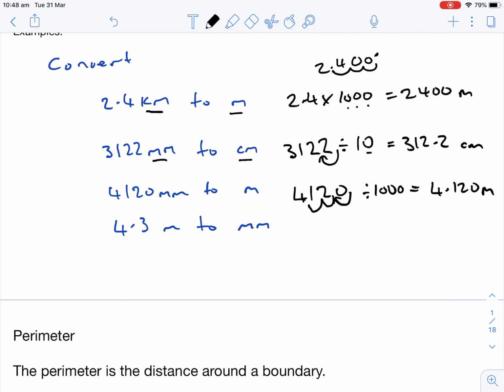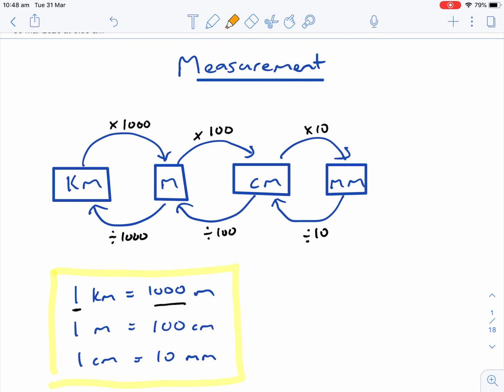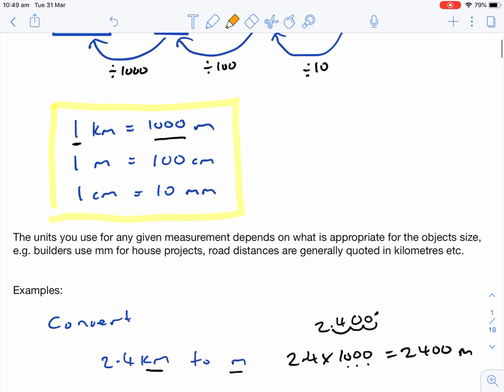Now finally, in the last one, I've got 4.3 metres, and I want to convert those to millimetres. So I'm going to be getting very much bigger. I'm going to be doing the opposite to what I was in the previous question. I'm now going to be going up by 1,000. So if we looked at our table again here, now I'm starting with metres and I'm going to millimetres. So I'm going up. First I'm going to times by 100, then times by another 10, or I can think of it as just timesing by 1,000 altogether.